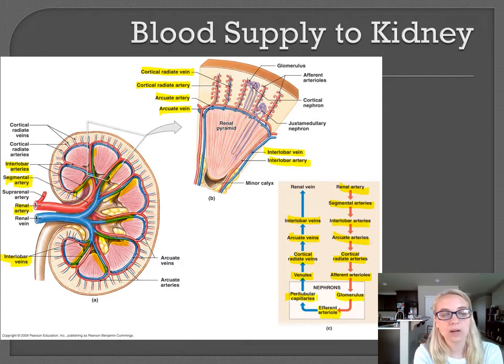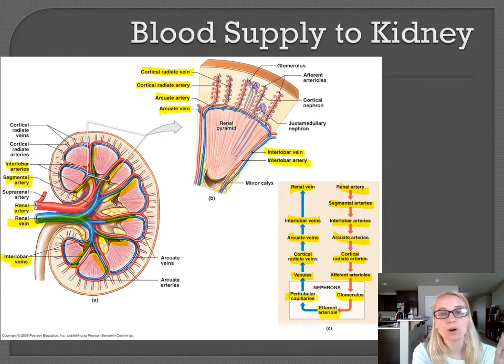And then those drain, there is no similar segmental vein. I don't know why this area here isn't called the segmental vein, it just isn't. So the interlobar veins drain directly into the renal vein, and that goes into the inferior vena cava. All right, so that's our blood supply from the renal artery all the way to the capillaries for filtration, the capillary bed for gas exchange, and then draining your kidney back into the general circulation.